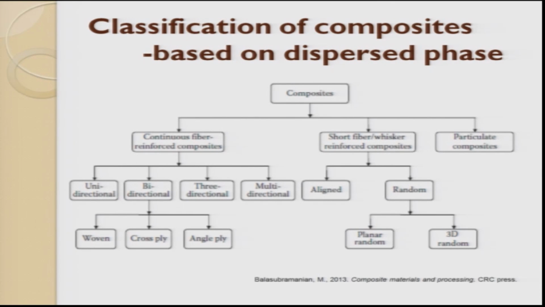So the first classification shown here is based on the dispersion of the phase. The phase is the reinforcement. Here, composites can be classified into three types: continuous fiber reinforced composites, short fiber reinforced composites, and particulate type reinforced composites. So, long fiber means its length.